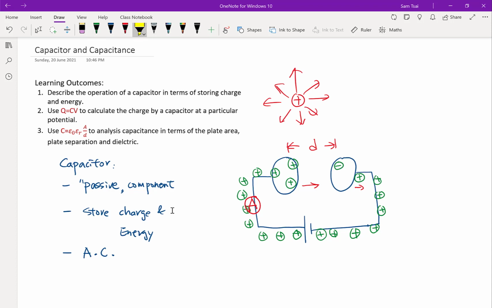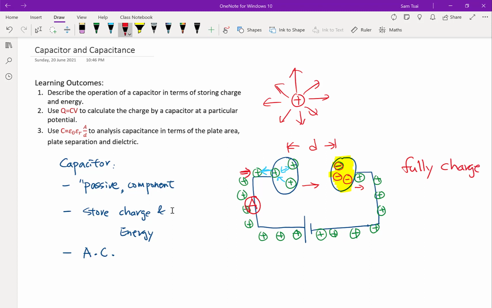So from this metal, we pay attention to this metal, because the positive charge is being moved out. So we got some extra negative charge accumulating here. Until when? Until the repelling force, the positive charge repelling each other, and they will repel the coming force, until the force from the battery that is pushing it. When these two forces are equal, we say this capacitor is fully charged.